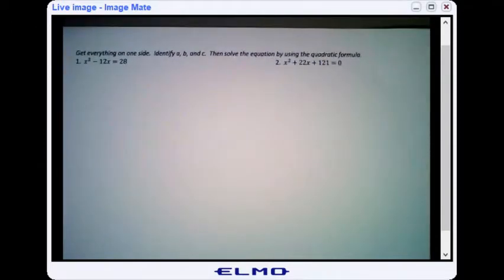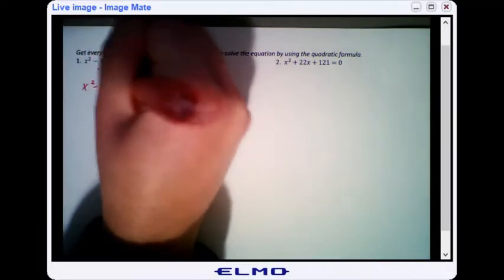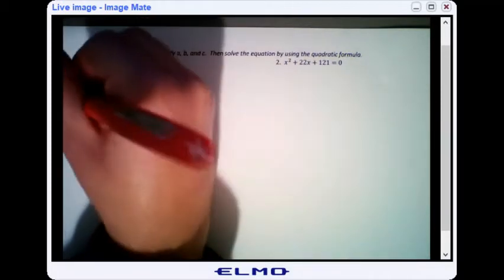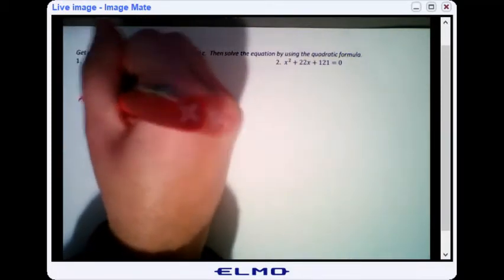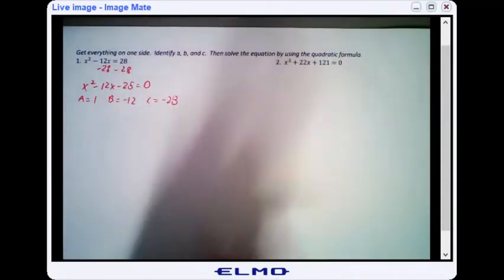For the next few problems, we're going to find our a, b, and c and then plug it into our quadratic formula. For problem 1, not everything's on the same side, so that's our first step. We're going to subtract 28 from both sides. So we'll have x squared minus 12x minus 28 equals 0. I'm going to list my a, b, and c. So a is 1, b is negative 12, and c is negative 28. And I'm going to plug in.